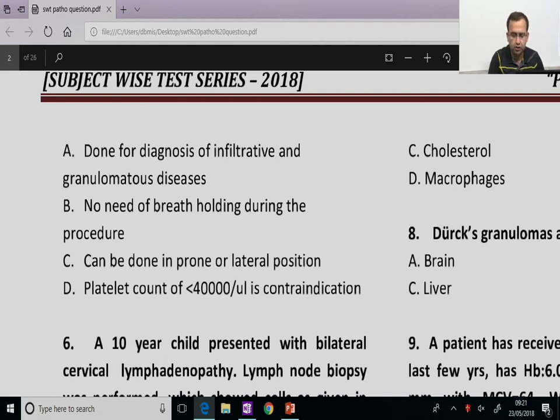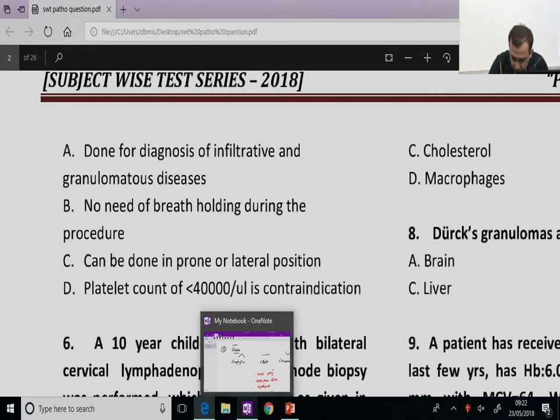No need of breath holding during the procedure. Fair enough, you need not hold the breath. Can be done in prone or lateral position. Agreed. Platelet count less than 40,000 is a contraindication? Of course not. On the other hand, bone marrow examination is recommended in patients of thrombocytopenia.